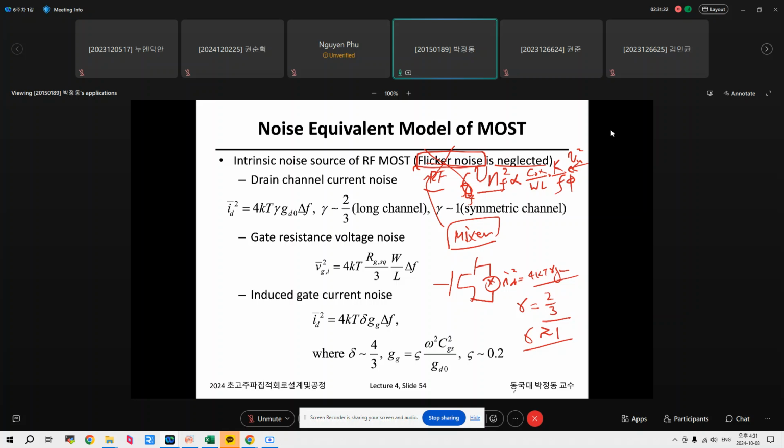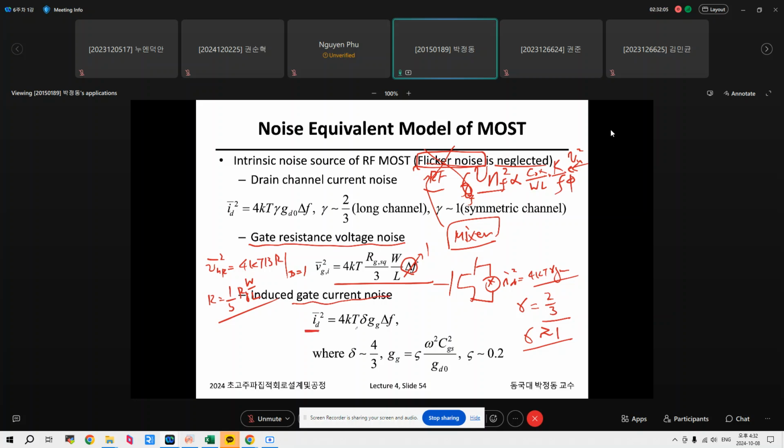Also there exists a gate voltage noise from the gate resistor. As we observed, the noise of a resistor is 4kTBR, where B is 1 in this analysis. We don't care. So what is R? R for the gate is 1/3 of RG, with W square over double of L. So delta F is just 1, and we neglect it.